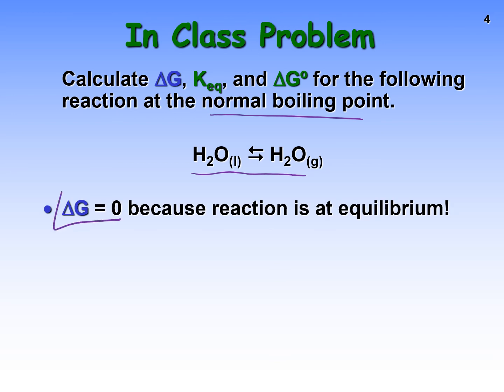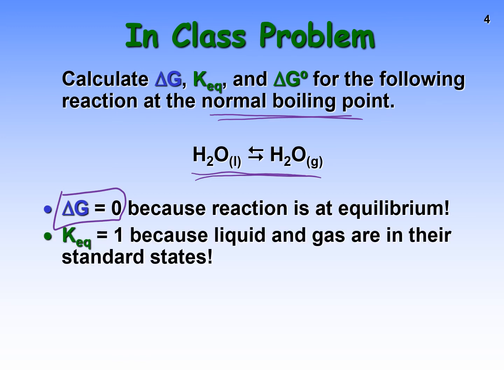I know delta G, sorry, non-standard, is 0 because at the normal boiling point, this reaction is in equilibrium. So that's the first thing I know. I also know that KEQ is just equal to the pressure of H2O, which because we're at the normal boiling point is equal to 1 atm, which means KEQ in this case is equal to 1, because we're in standard state.